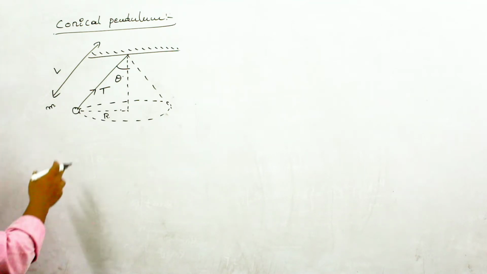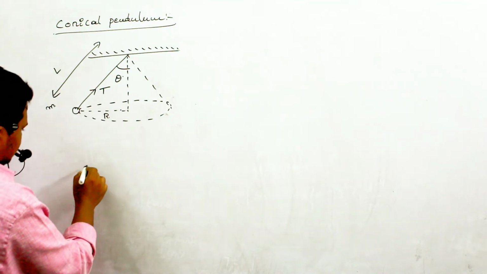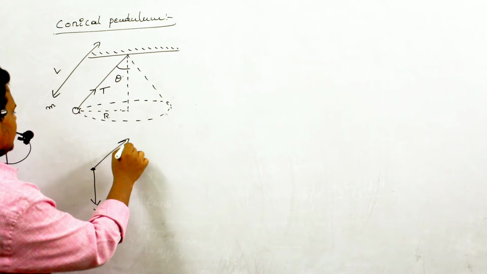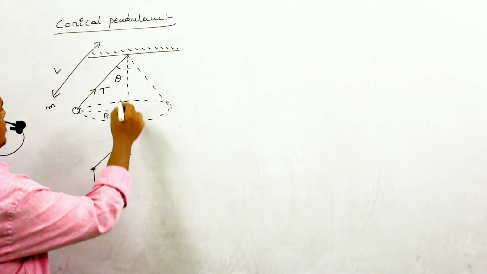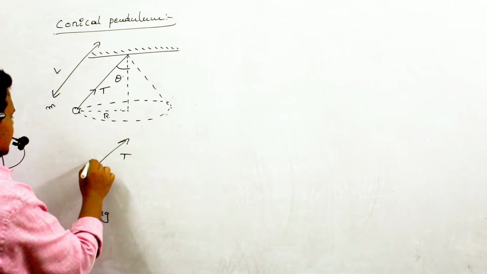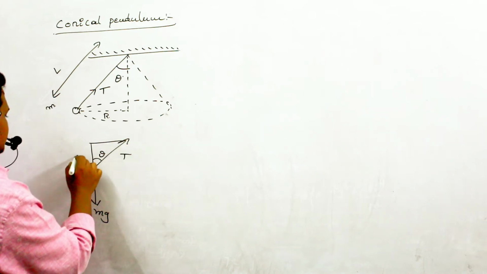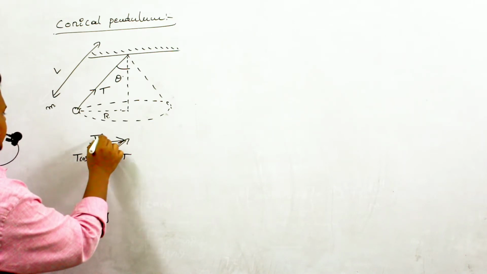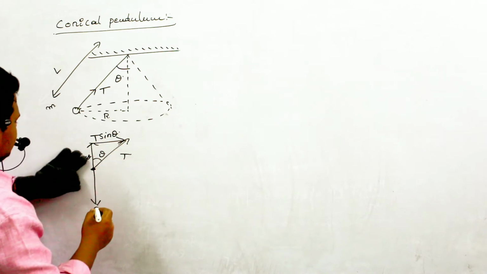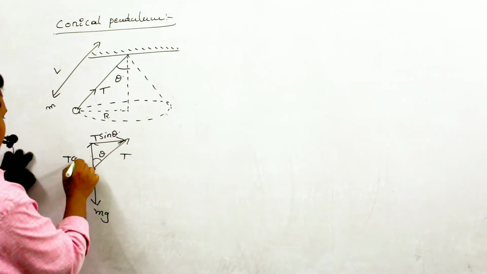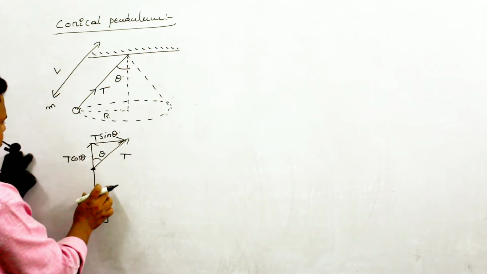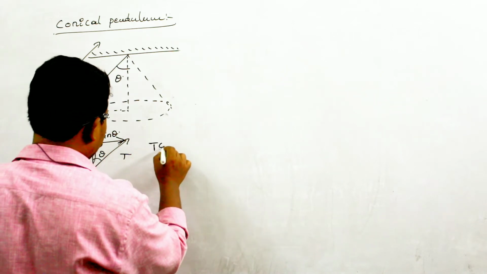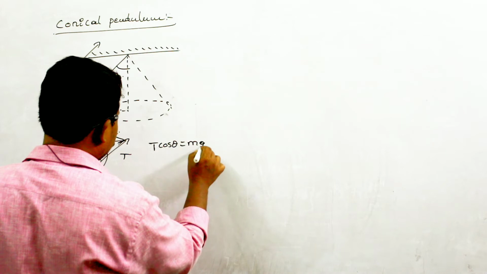Now if I draw the free body diagram of this bob, then mg is acting downwards, and tension is acting in this direction. If this angle is theta, then definitely this angle also will be theta. Therefore I can split the tension into two components, T cos theta and T sin theta. Now this T cos theta is balancing the weight of this bob. Therefore I can write T cos theta is equal to mg.